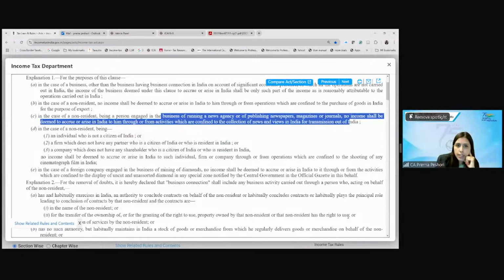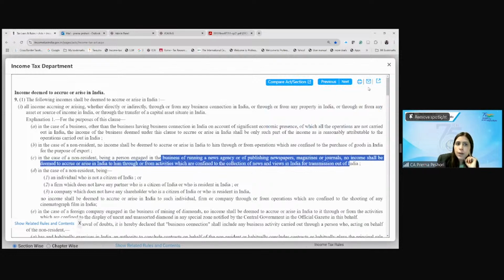Any questions, any doubt? So from all these exclusions, what is important to remember, students, is that if you are importing the goods, purchasing the goods for the purpose of export, if you are a non-resident, income will not be deemed to accrue or arise in India. Clear? Any questions, any doubts? No? Okay, let's move towards the last part of 9.1.